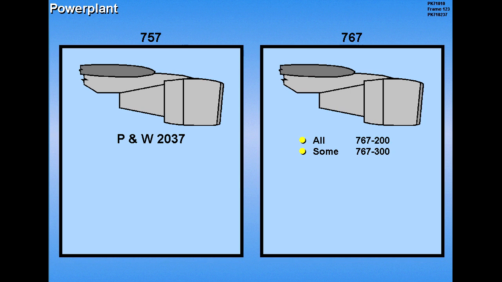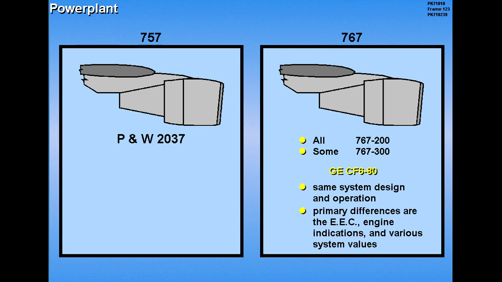All power plants used on the 767-200 and some of the power plants used on the -300 use the General Electric CF6-80. System design and operation are generally the same as the 757 power plant. The primary differences are the EEC, engine indications, and various system values.